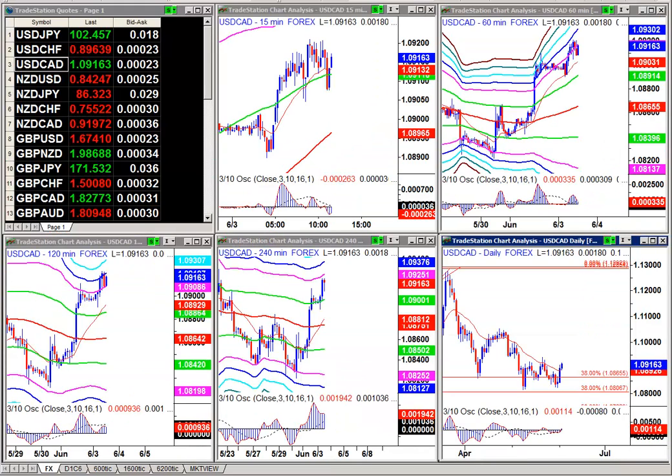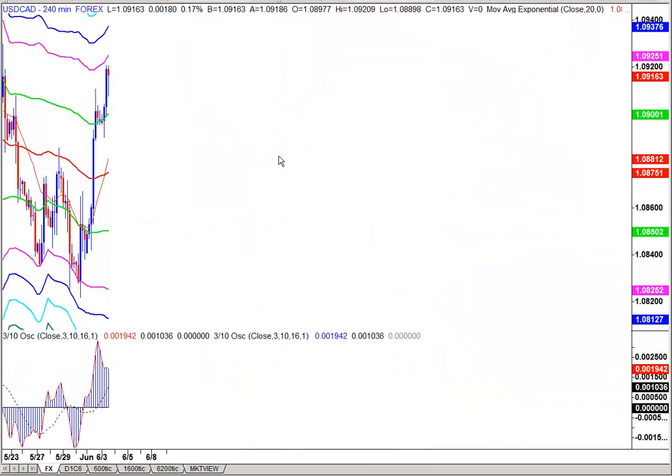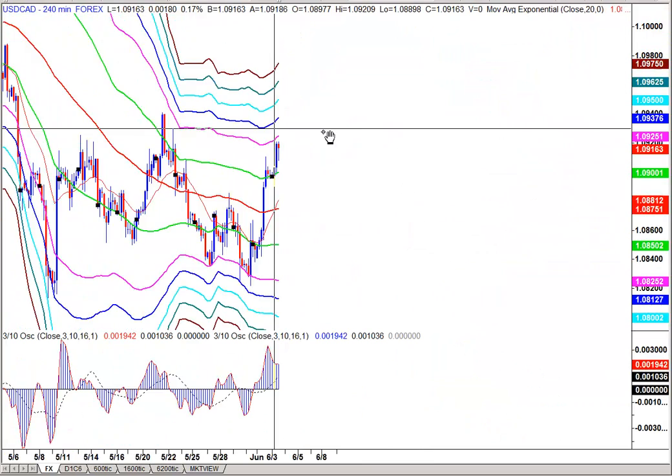So now we're going to drop down to the shorter term time frames and start to look at what's appearing for us. Let's check the next highest time frame.